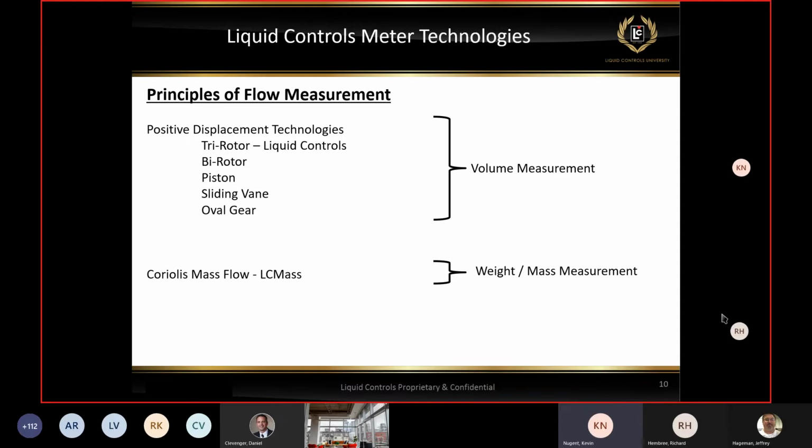Also, there is another flow measurement principle that we offer, and that's Coriolis mass flow, utilizing the LC mass meter. And that gives us a weight or mass measurement recording.